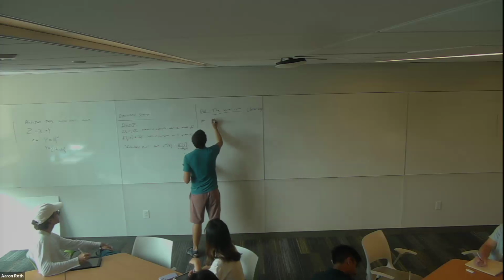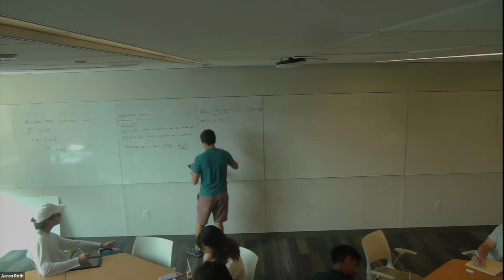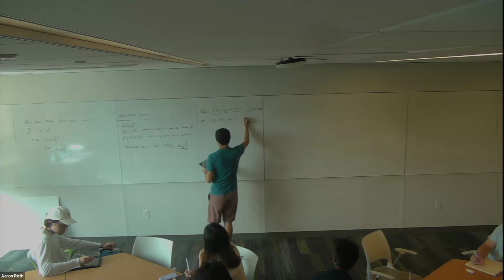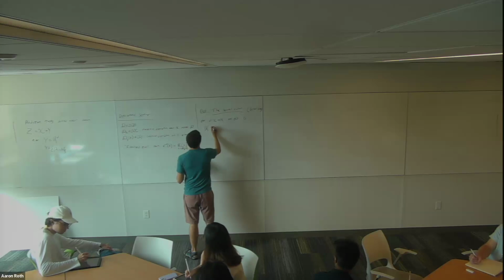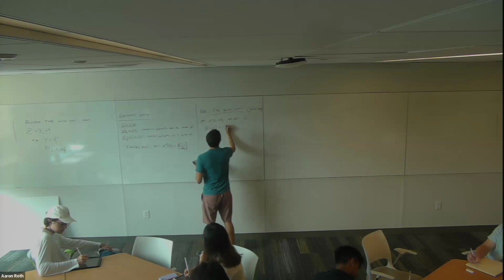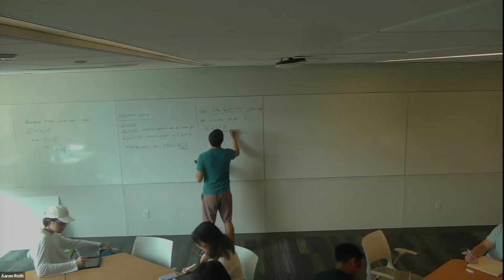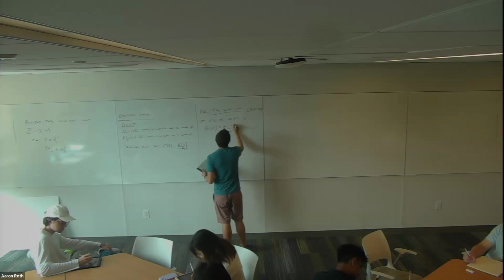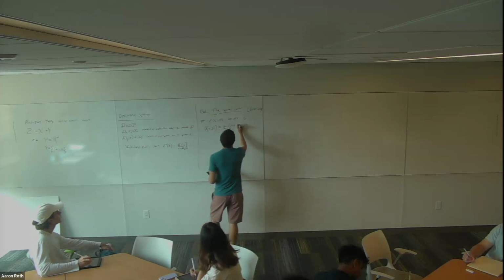The Brier score of a predictor, some function F mapping features to real numbers, on a distribution D, B of F, D, is just the expectation over labeled examples drawn from this distribution of the squared difference between the predicted label given our model and the real label.